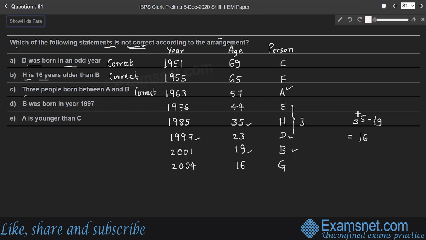Next statement. B was born in the year 1997. But in the year 1997, D was born. B was born in the year 2001. So this statement is not correct. Hence, option D is the right answer. Whereas option E, A is younger than C. A is here. C is 69 years old. A is 57 years old. So A is younger than C is a correct statement. Hence, option D is the right answer, which is the not correct statement.